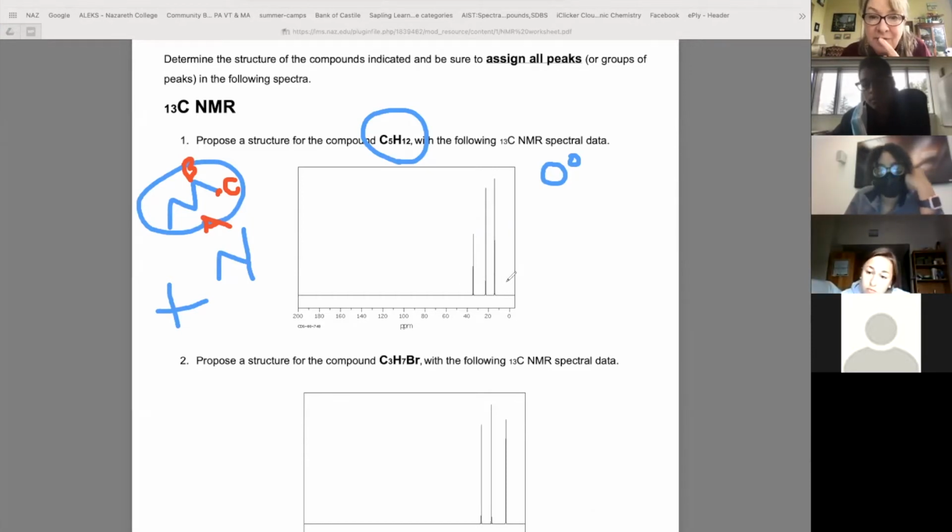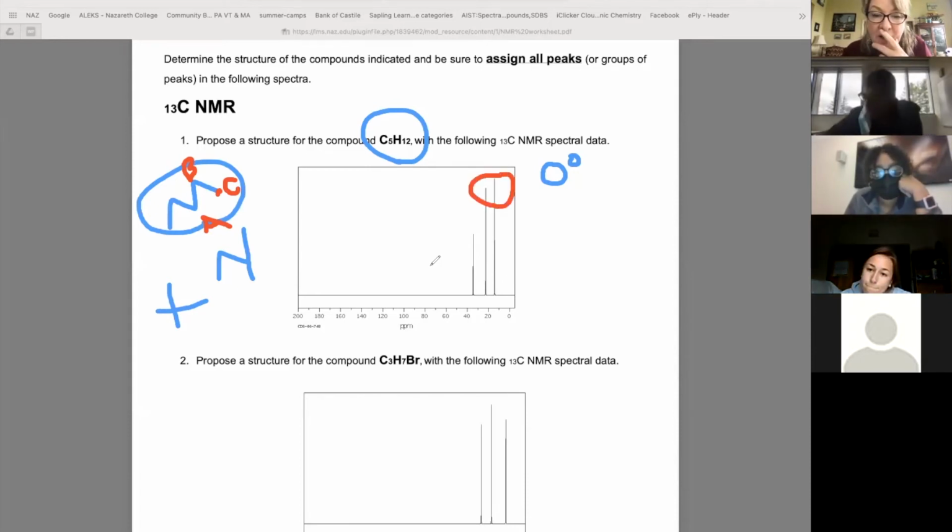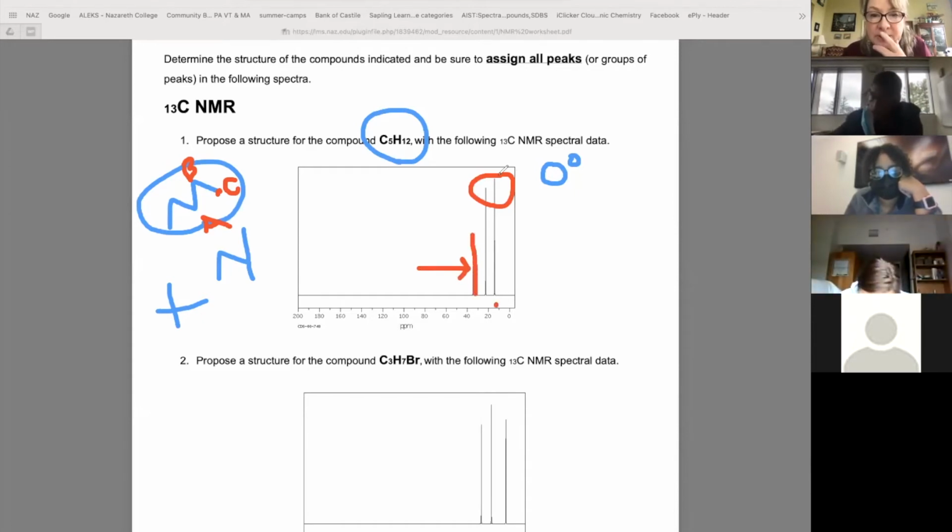There's 3 different peaks. So that means there's 3 types of carbon, but these 2 are taller than that one. So if this is 1 carbon, then these are each 2 carbons. So there's no integration, but you look at peak height a little bit to get an idea.